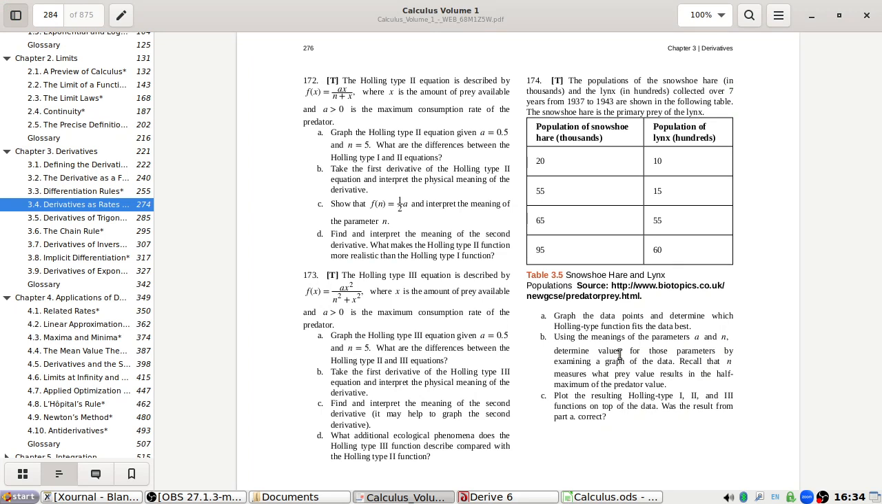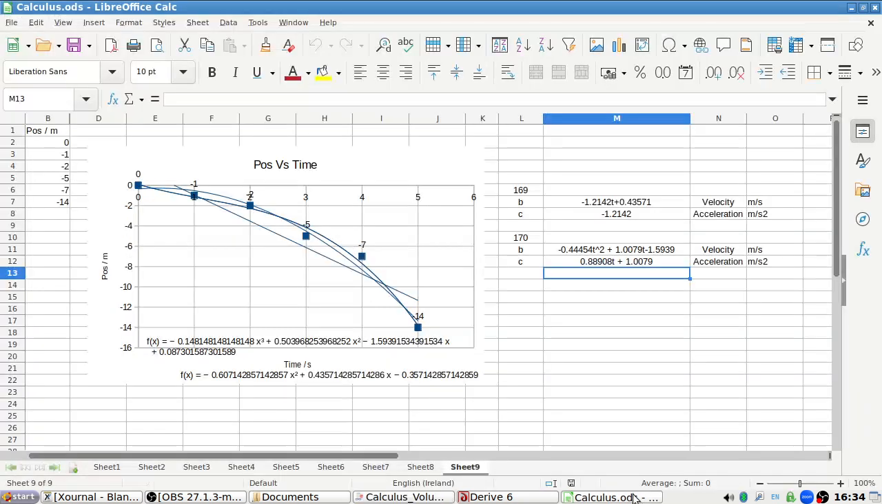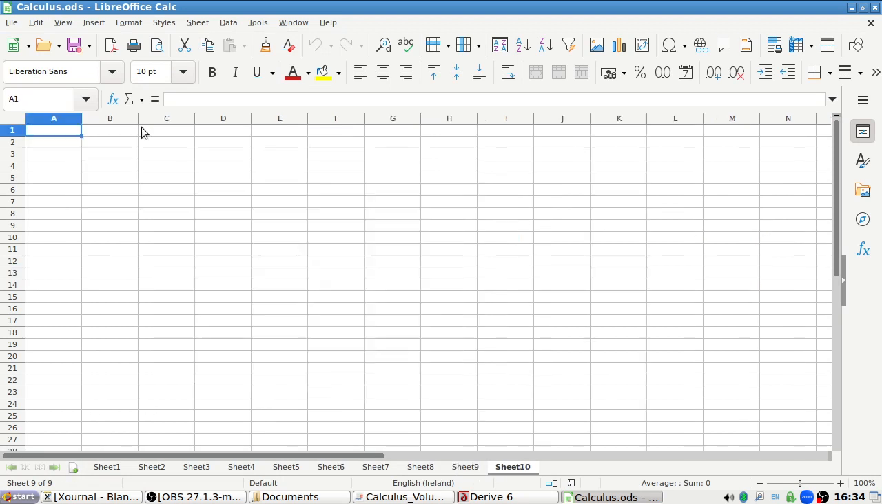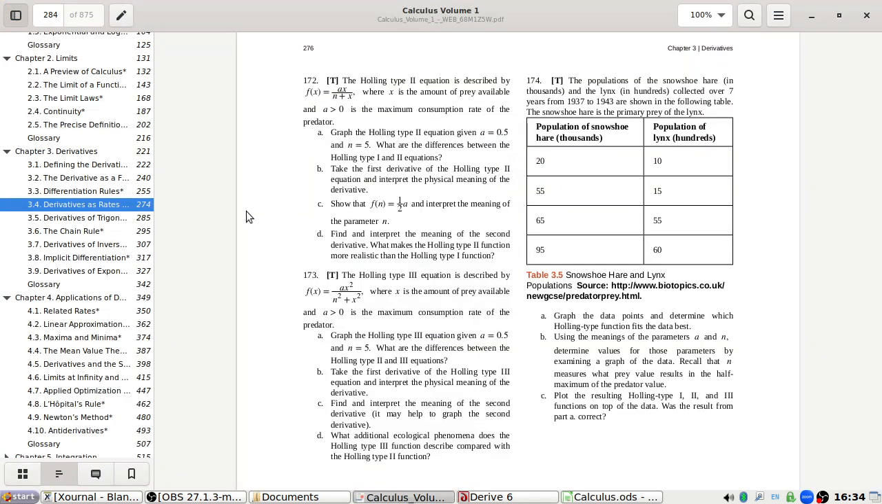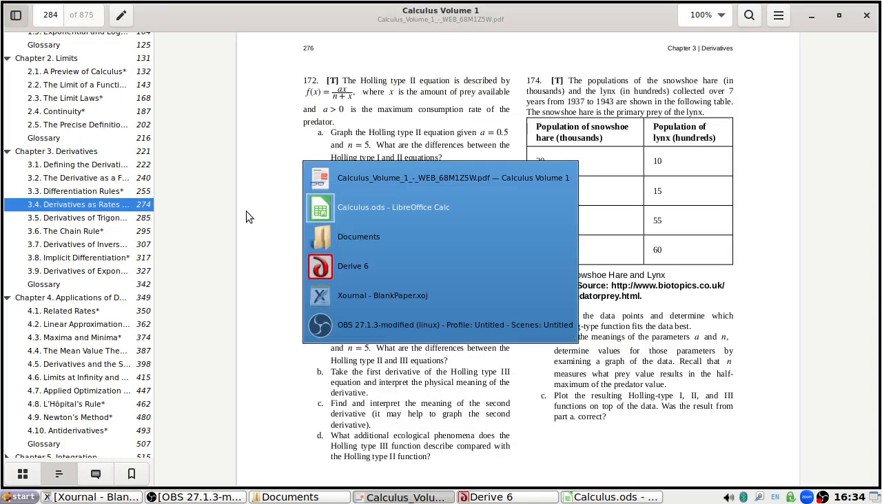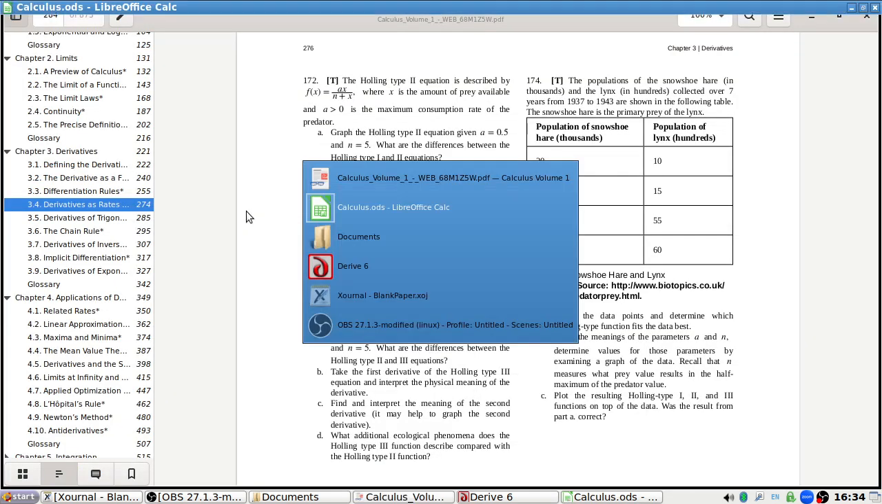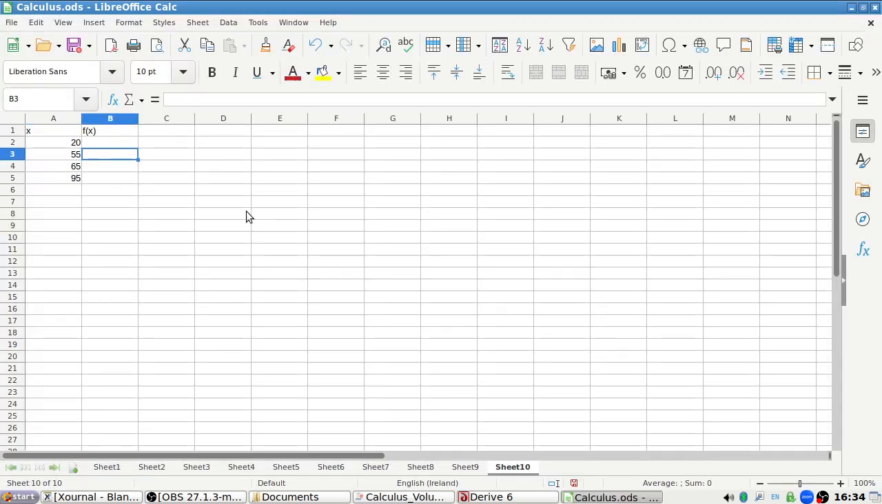Oh, one of them, the hare, is the prey, I'm guessing. So that's the X, isn't it? So that's the X and that's the f(x). So yeah, okay. That's the X and that's the f(x). Okay, 20, 55, 65, 95, 10, 15, 55, and 60.